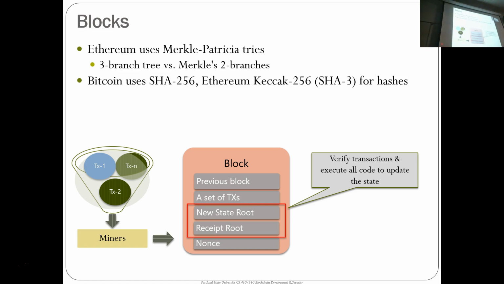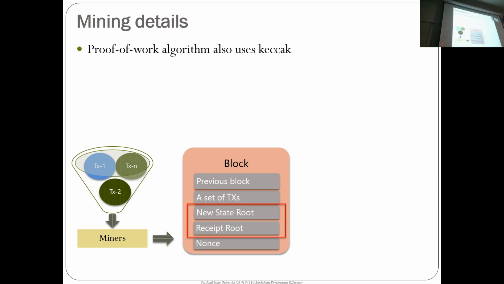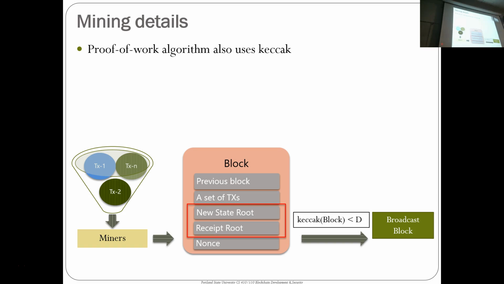Bitcoin uses the SHA-256 algorithm, whereas Ethereum uses Keccak-256, which is SHA-3, for hashes. So all of these hashes are being generated for consistency of a block. The chain is being done with the SHA-3 hash function. And then the proof of work is also going to use Keccak instead of SHA-256. So once you've generated a block, the miners are going to mine this block by taking the Keccak hash of this block and making sure that it's less than some difficulty. All right, so this all looks similar to what Bitcoin did.